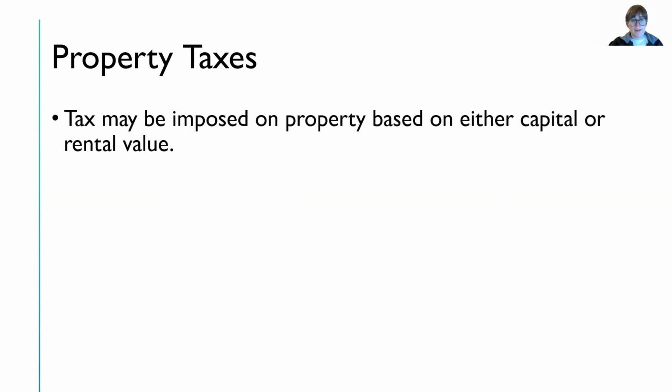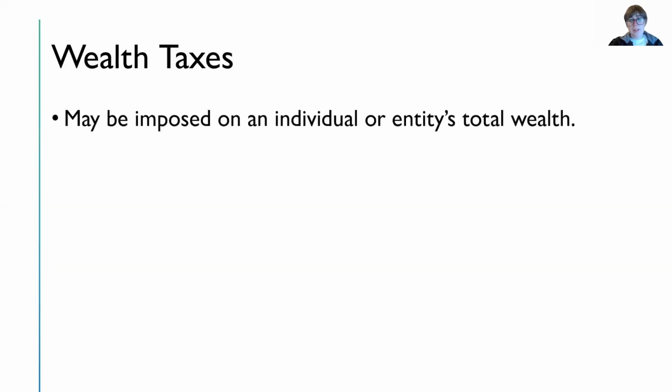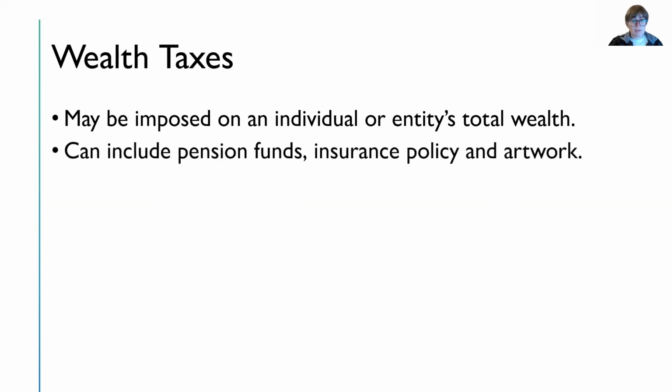Up next, we have property taxes. So tax may be imposed on property based on either capital or rental value. Wealth tax may be imposed on an individual or entity's total wealth. It can include any pension funds, any insurance policies, and any artwork.